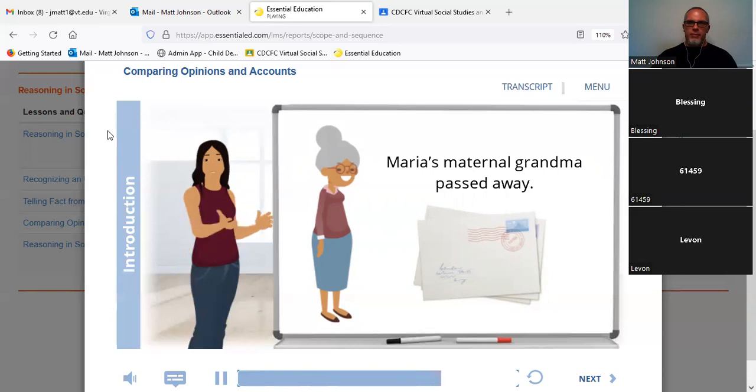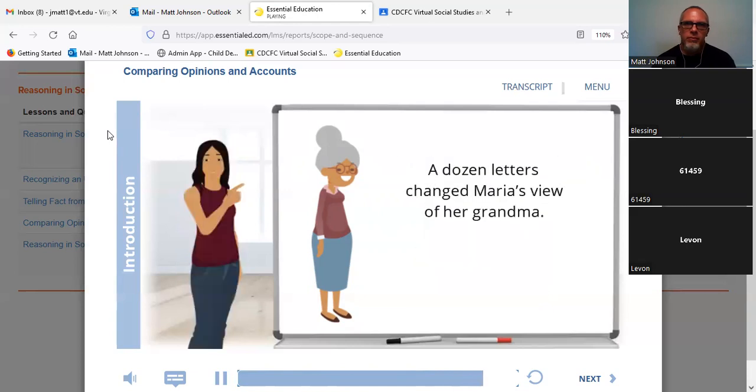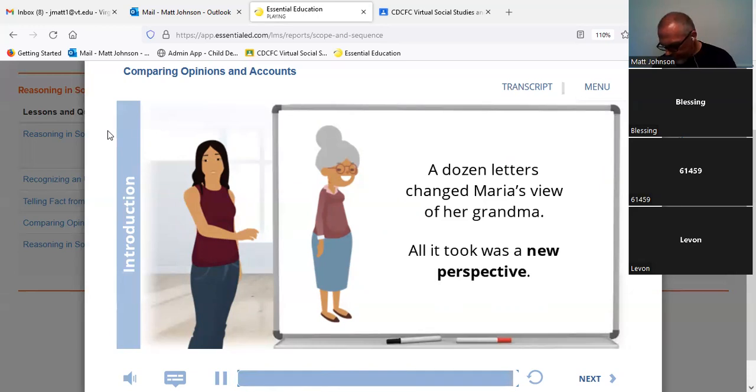My mom and I read through the letters in a perpetual state of surprise. The 2 sisters had been writing one another for the last year, the entire time of my grandma's illness. And they made up. They worked out their differences with pen and paper. All it took was a dozen letters to change my view of my grandma. All it took was a new perspective. So let's talk about how to sort out some perspectives.